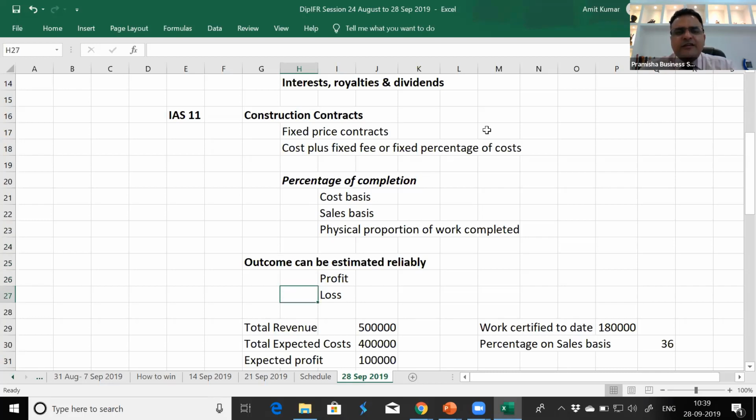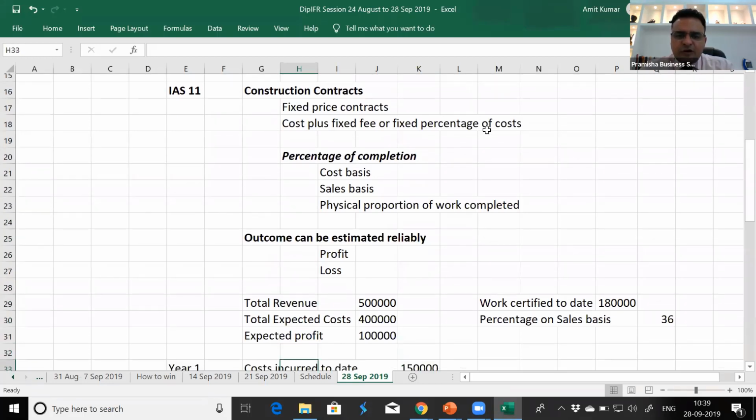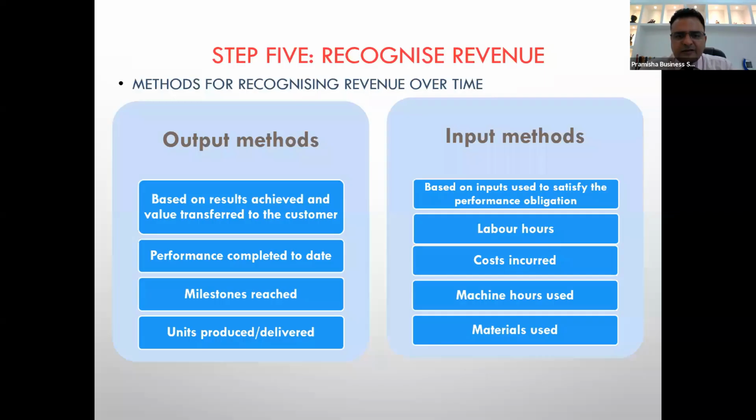So there were only three methods available to us, which were cost basis, sales basis, and physical proportion of work completed. Now we have many more methods. Output method was actually sales, input method was actually cost basis, output method was also physical proportion of work completed. Now we have more methods that you can use based on inputs used to satisfy the performance obligation. What are the inputs? Can be labor hours, cost incurred. So we had only one way earlier, cost incurred to date, total expected cost. Now we can use labor hours as a basis to calculate the percentage of completion.